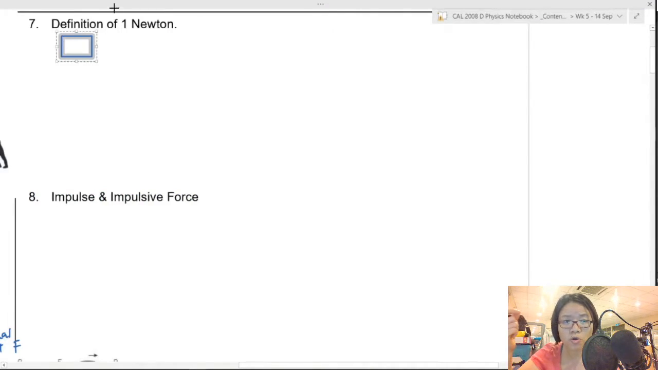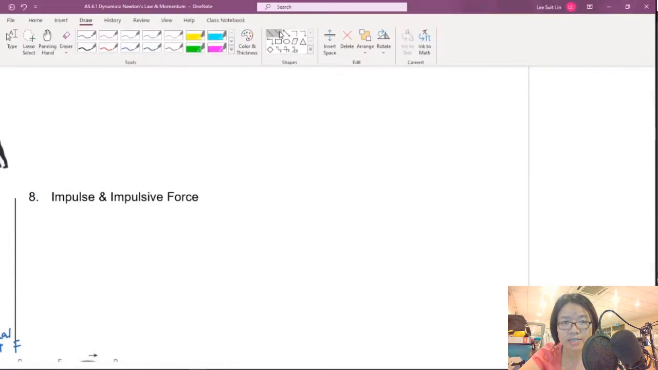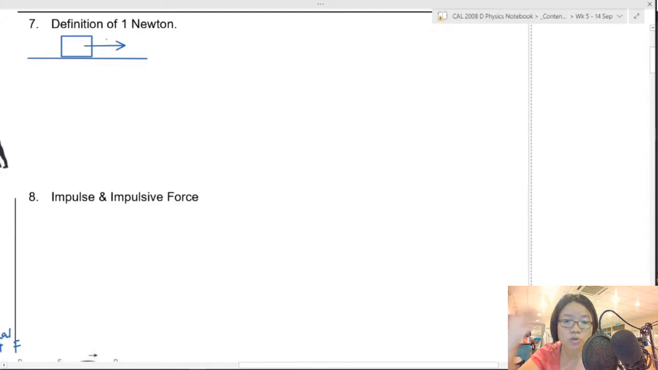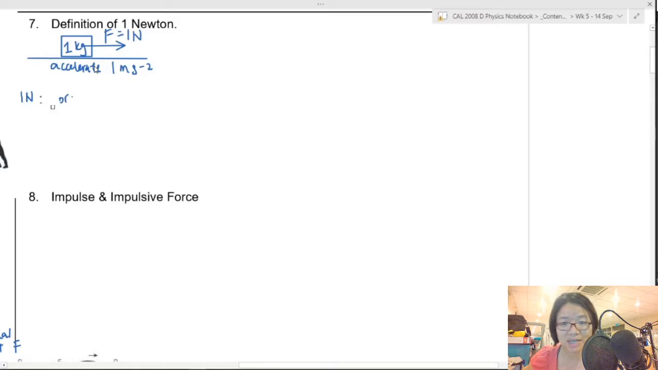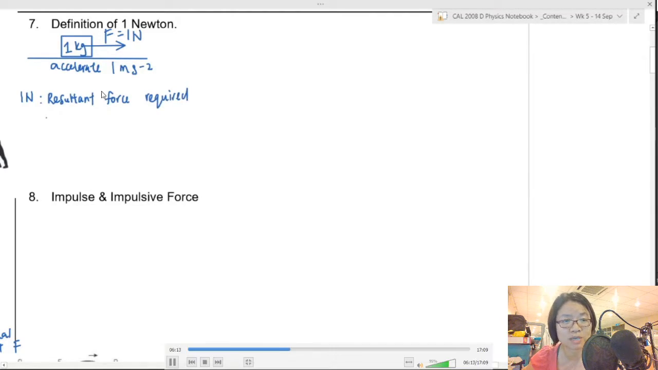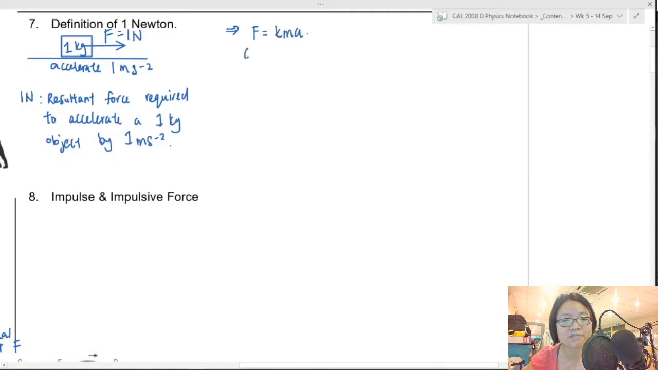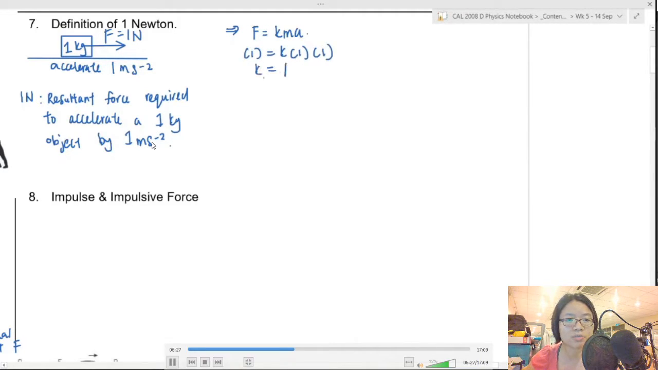So before we talk about what k is, we need to define 1 Newton. So when our friend Isaac Newton came up with all these laws, he decided that, hey, I'm going to call a unit the amount of force needed to accelerate 1 kg by 1 meter per second square. Okay, and you will see why later, because that allows our k to be equal to 1. So 1 Newton here is defined as the resultant, or net, force required to accelerate 1 kg by 1 meter per second square.